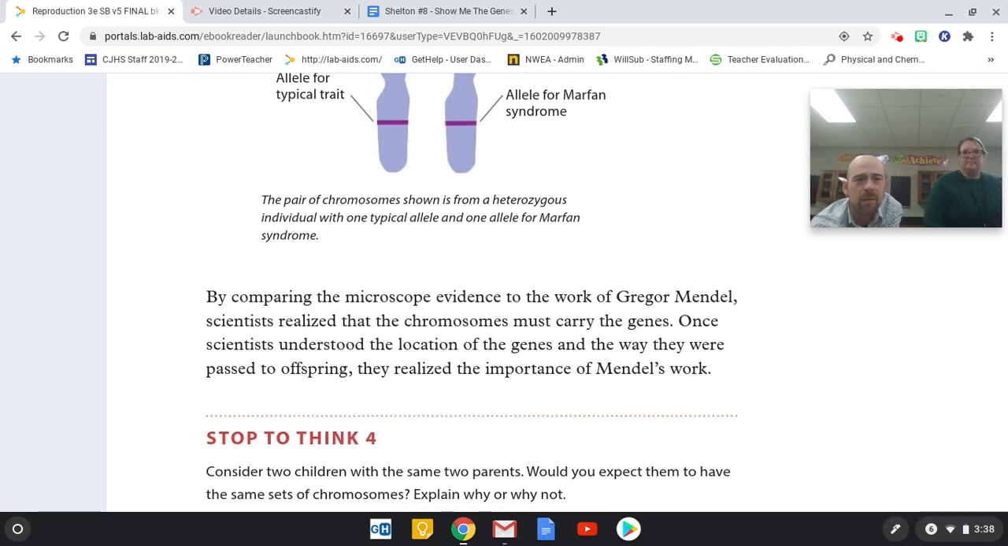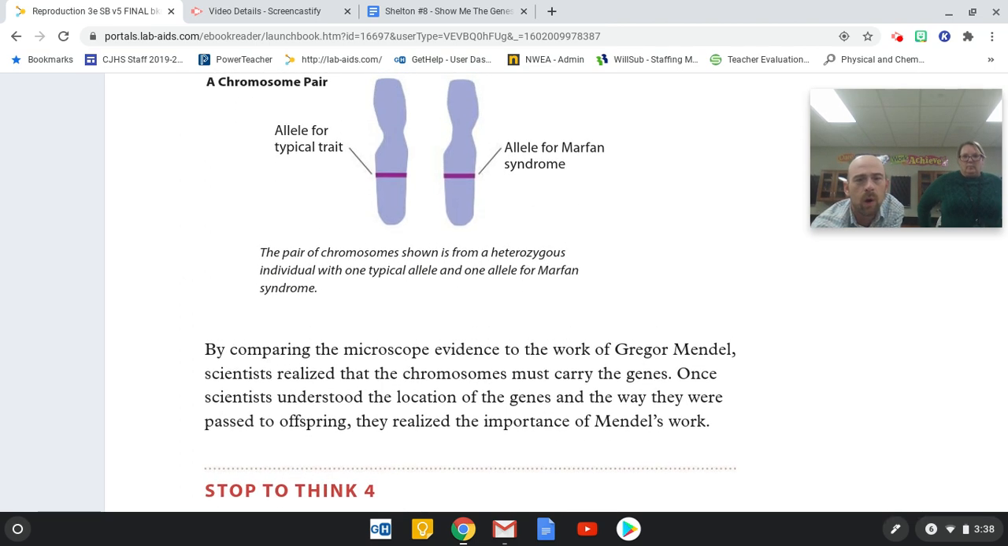So by comparing the microscope evidence with the work of Gregor Mendel, scientists realized that the chromosomes must carry genes. Once scientists understood the location of the genes and the way they were passed to offspring, they realized the importance of Mendel's work.